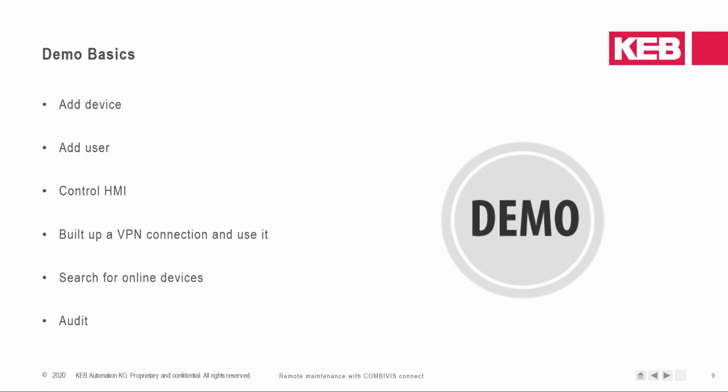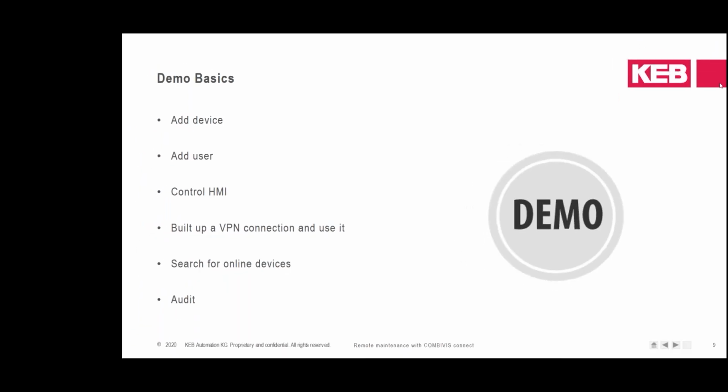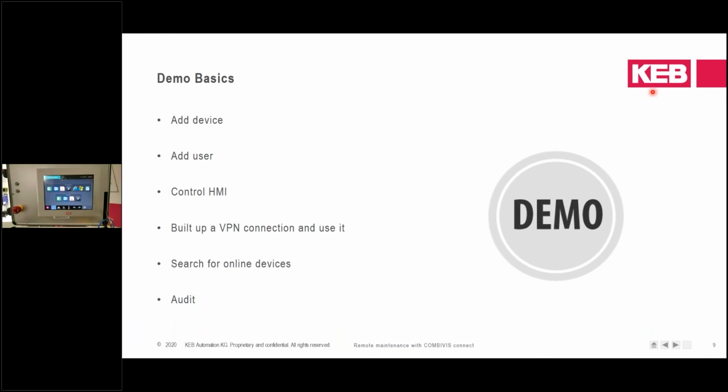Good. I will start with a short demonstration. Therefore, a short explanation. I activate the camera now, and now you see the demo cube. The demo cube is connected with the internet over a mobile network. My PC is connected with the KEB network. So it means that we have two different networks, and I work with the COMBIVIS Connect Control Center over the remote connection. Okay.